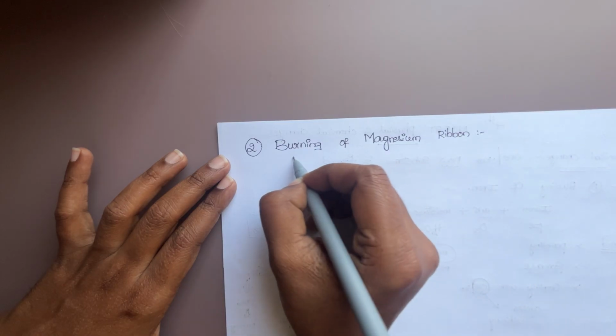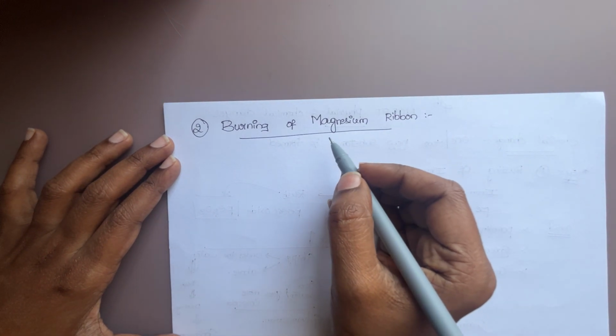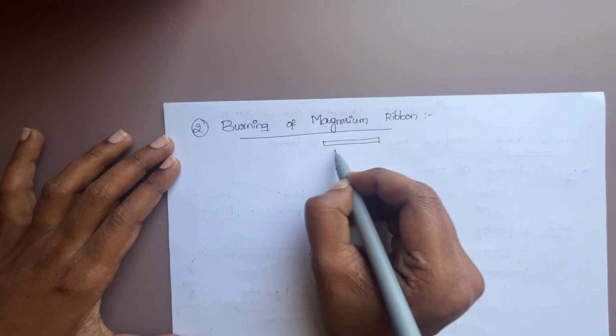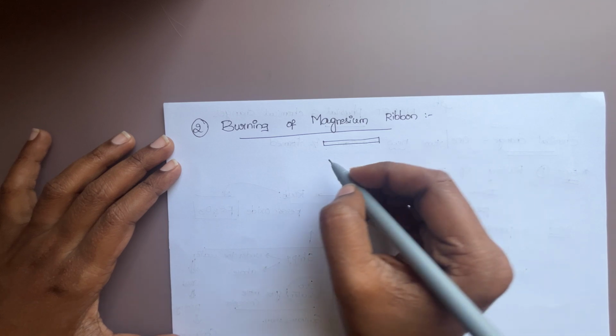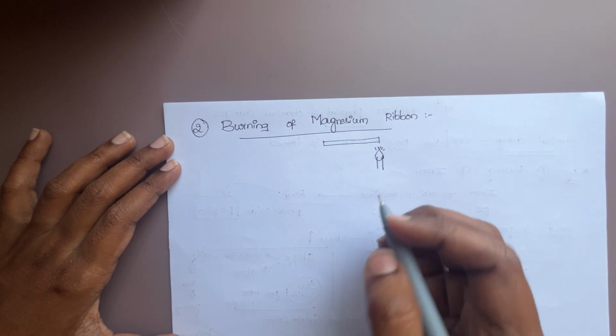So what is meant by magnesium ribbon? Magnesium ribbon looks like aluminum. Small thin sheets are formed that look like wires. If we burn these ribbons, then what happened?